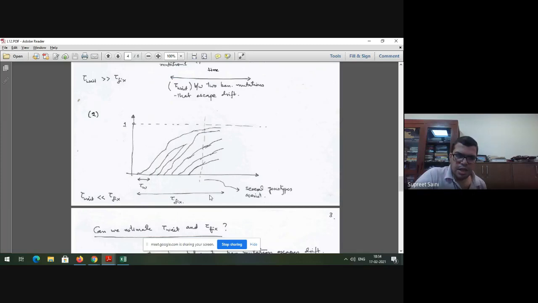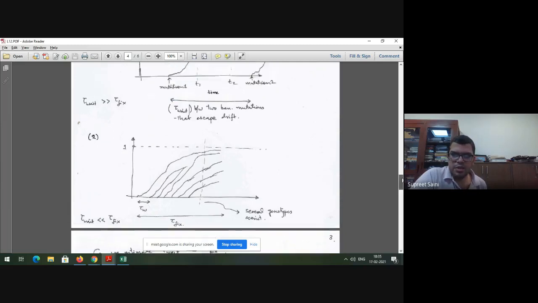And the qualitative difference between this and that is that now if I were to take a snapshot of this system at any particular point in time, I am going to see several genotypes coexist, several genomes coexist in the chemostat. And the characteristic of this particular regime is tau wait is much smaller than tau fix. Do these two scenarios make sense?